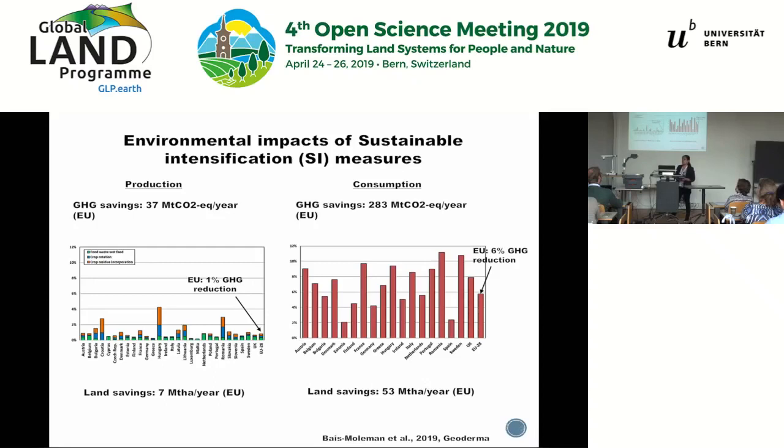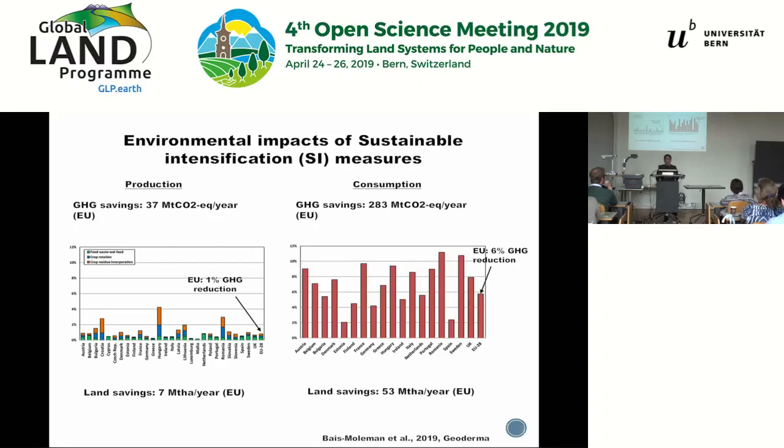Additionally, changing the European diet to the recommended diet could potentially reduce the land required for crop production by 53 million hectares per year, which is equivalent to 44% of the permanent croplands and arable lands of the European Union. While on the production side, the land use savings is only 14% of the land use savings of changing diet.